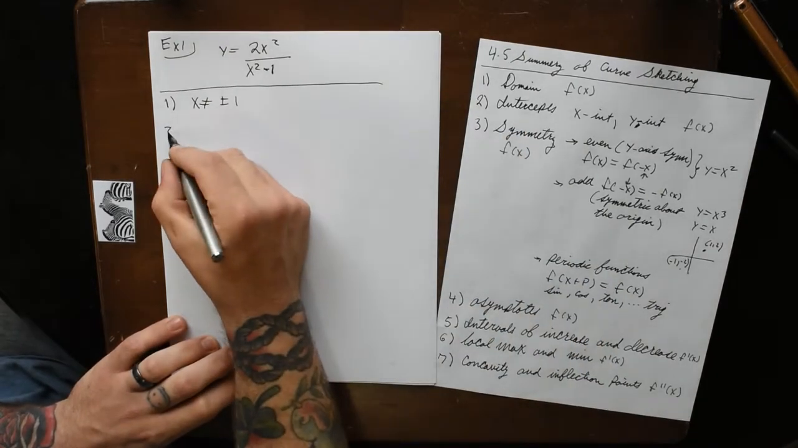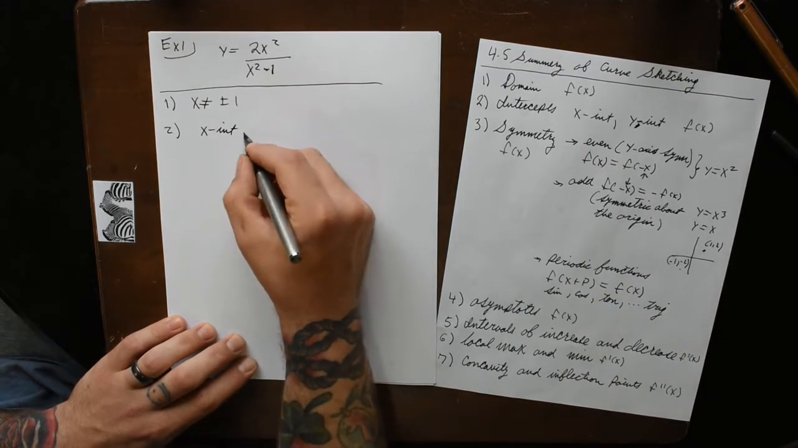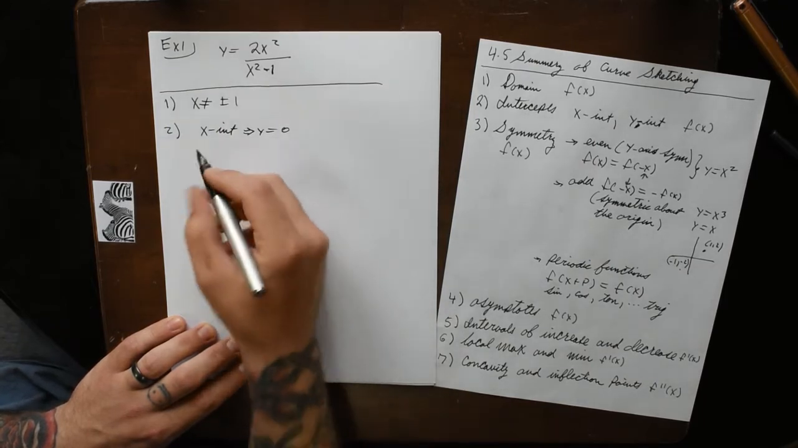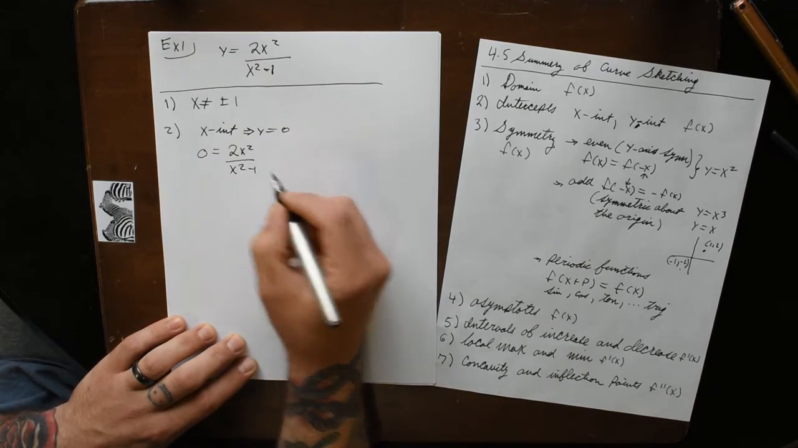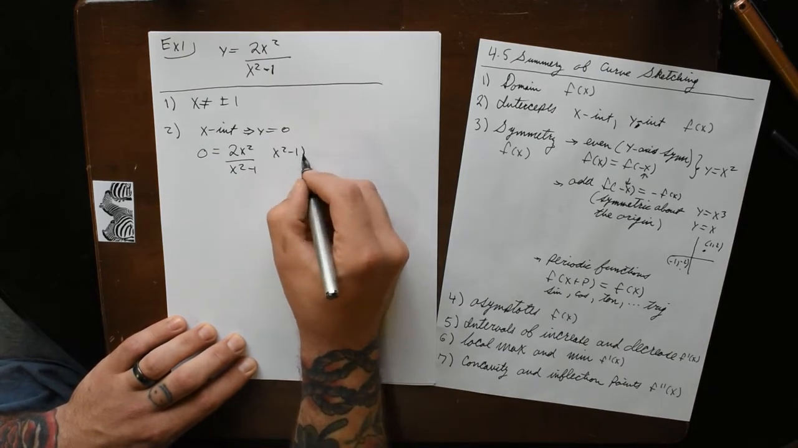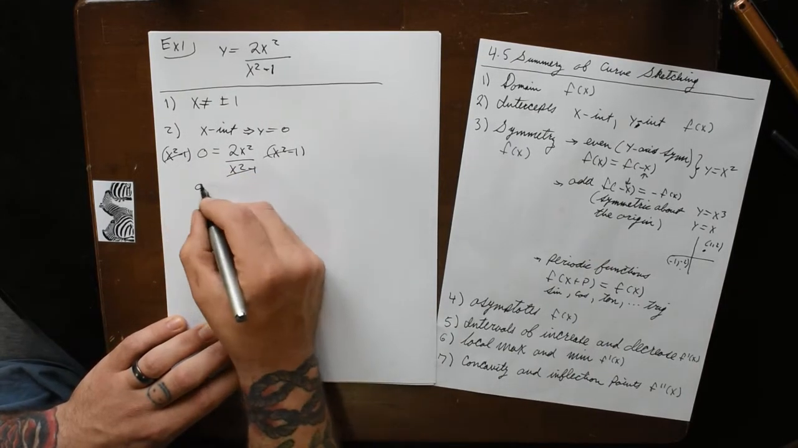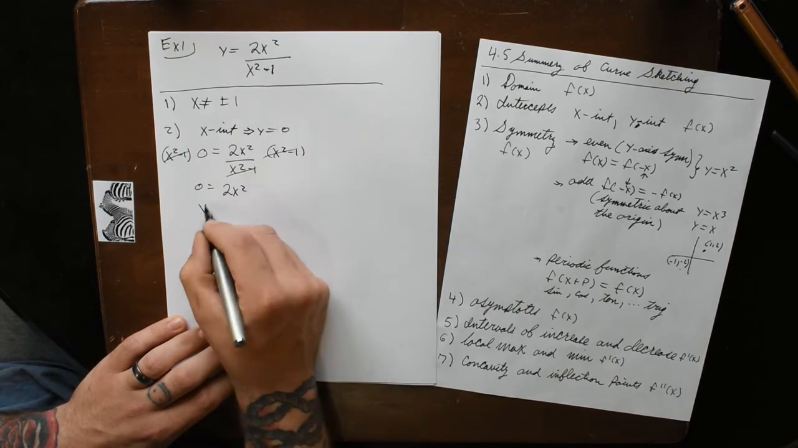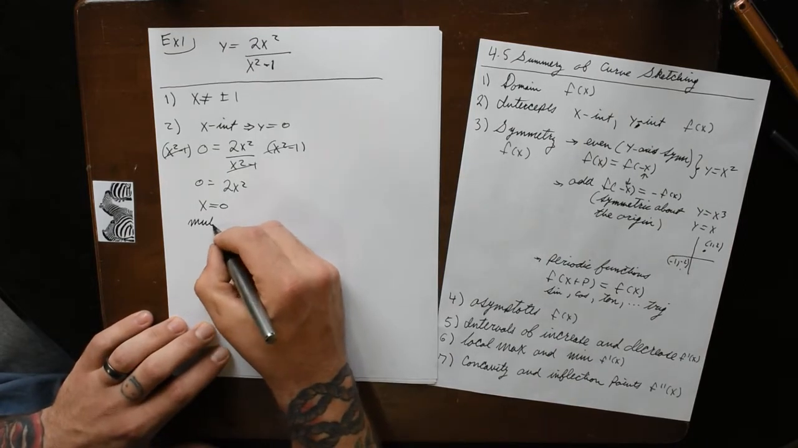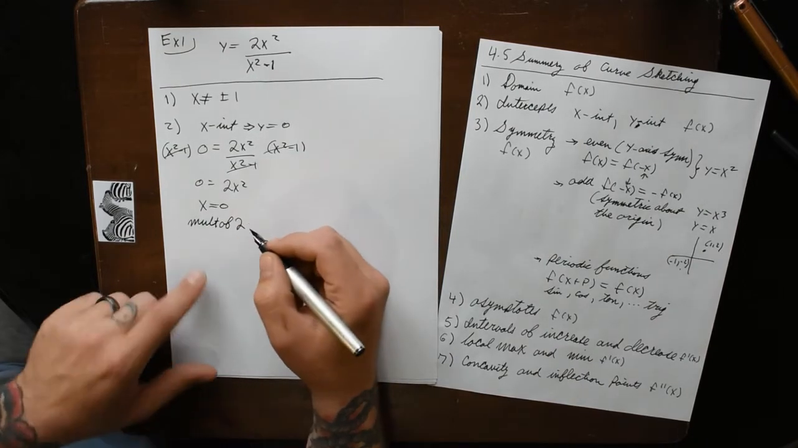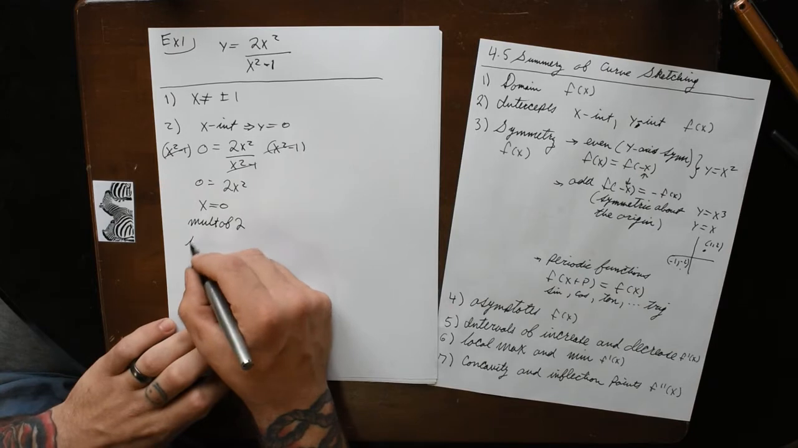For intercepts, for our x-intercept, that tells us take y and set it equal to 0. We get 0 is equal to 2x squared over x squared minus 1. Multiply both sides by x squared minus 1. 0 is equal to 2x squared, and we get x is equal to 0, which has a multiplicity of 2, which tells us that we are going to touch the x-axis at the point 0, 0.